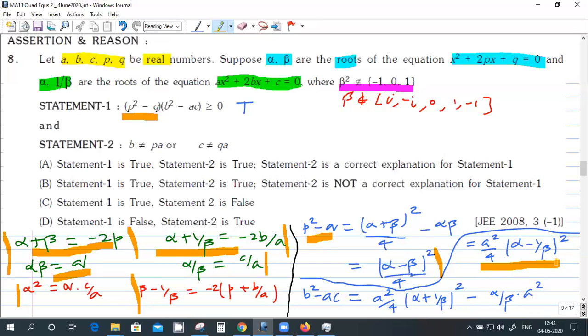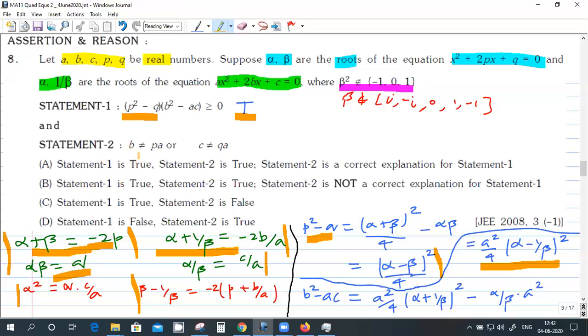Okay, so the product of these two will be positive. So this statement is true. Okay, the second statement says P is not equal to P into A and C is not equal to Q into P.